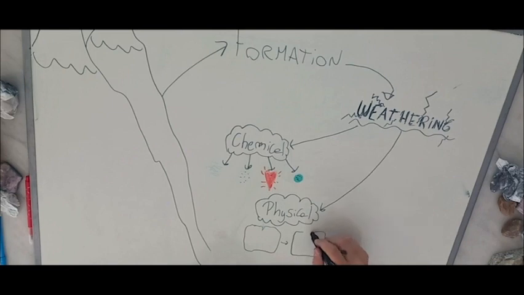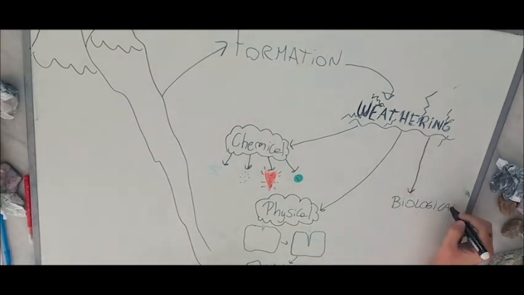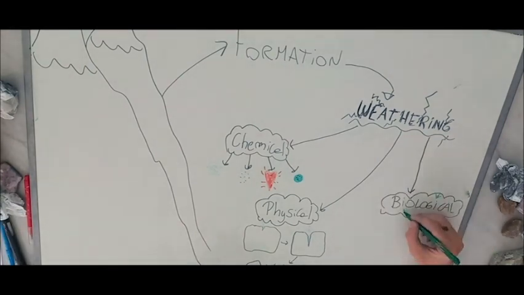And the second one is physical weathering or mechanical weathering. It breaks the rocks without changing their chemical composition. For example, freeze-thaw weathering, where constant water between the rocks breaks them. And the last one, biological weathering, when animals or plants break apart rocks.